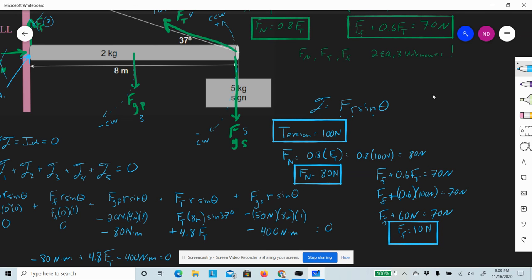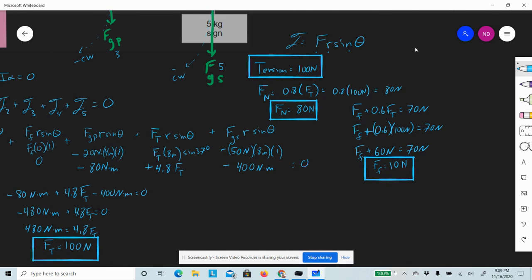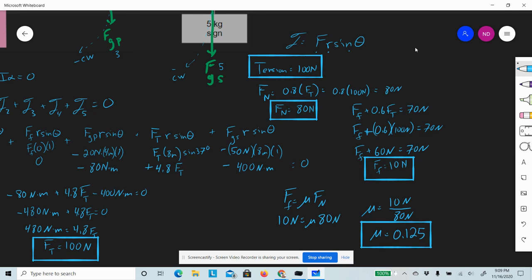And now the last thing they asked you to solve for was the coefficient of friction. The force of friction is equal to mu times the normal force. We just figured all the stuff out. 10 newtons equals mu times 80 newtons. So mu is equal to 10 newtons divided by 80 newtons, or 1/8. Mu is equal to 0.125. So there's the 4 answers.